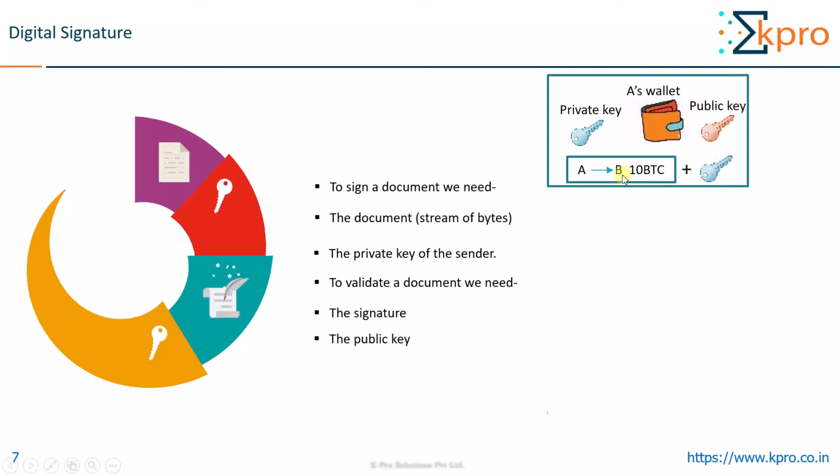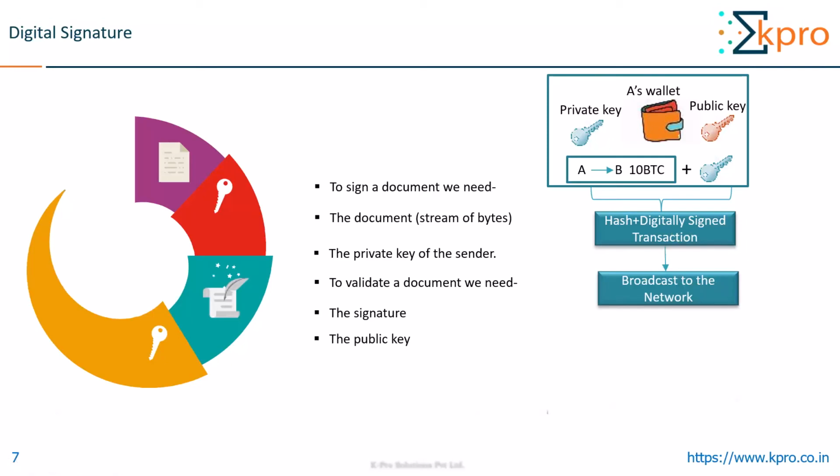Now what A will do is hash this transaction and encrypt the hash with its private key. Then he will append the result to the hash. So he will have the hash with the digital signature, hash plus the digital signature, and then he will broadcast it to the network.